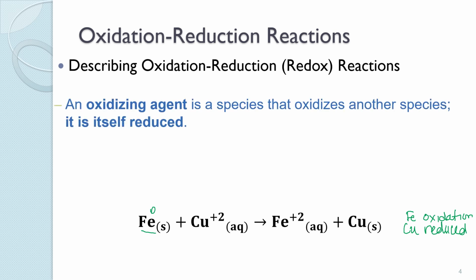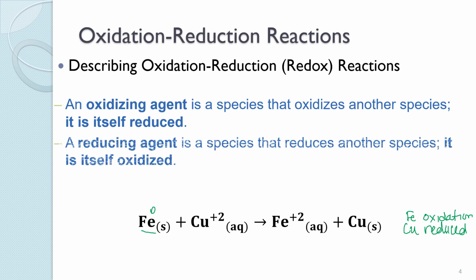Sometimes we use the term oxidizing agent. The oxidizing agent is the thing that oxidizes something else, or in other words, the thing that's being reduced. By the same token, a reducing agent is the species that reduces something else, and so it itself is oxidized. So that can get confusing too. The thing that is oxidized is called the reducing agent, and the thing that is reduced is called the oxidizing agent, because they do that to the other species.